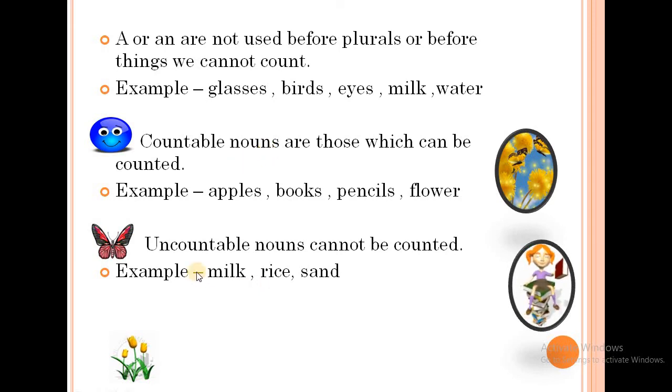Now what are uncountable nouns? Uncountable nouns cannot be counted. The things we cannot count, what do we call them? Uncountable nouns. For example, milk, rice, water, sand, flour, all these things we cannot count. So these things we will consider uncountable nouns.